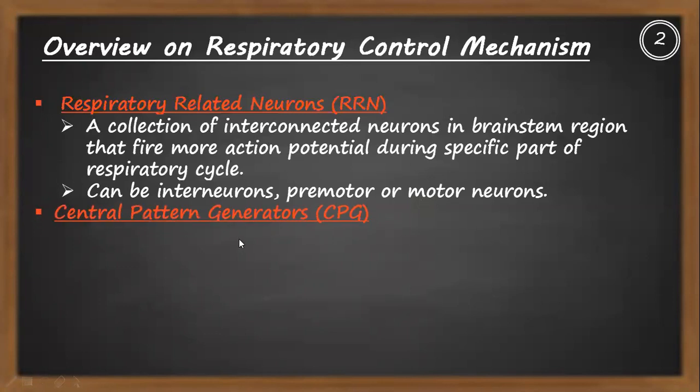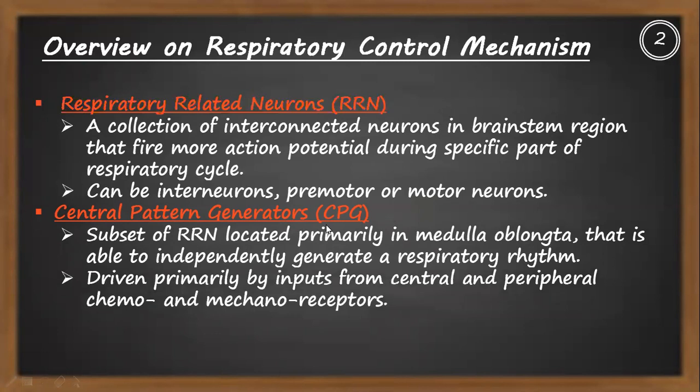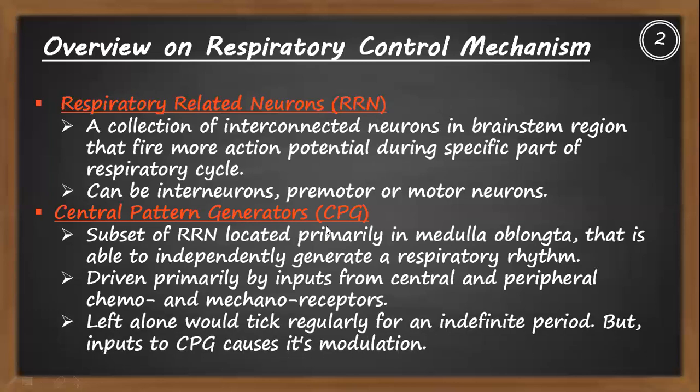Now, the next term is central pattern generator. So also called the pacemaker of the respiratory system. So they are a subset of respiratory related neurons, which are located primarily in the medulla oblongata, and they are able to independently generate a respiratory rhythm. Now, they are driven primarily by inputs from central as well as peripheral chemo and mechanoreceptors. However, if they are left alone, then they would tick regularly for an indefinite period of time.